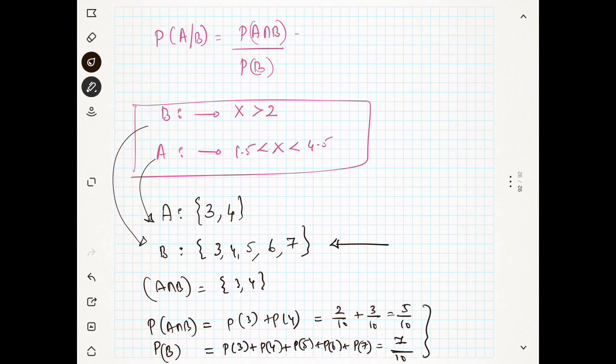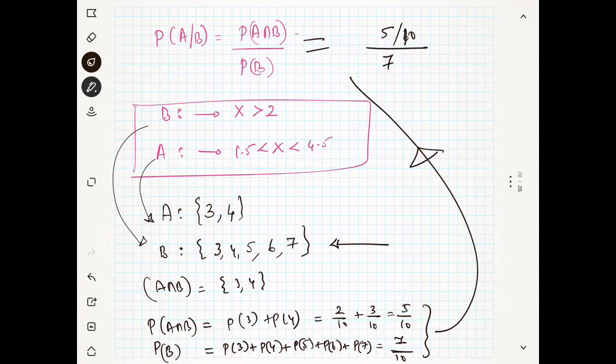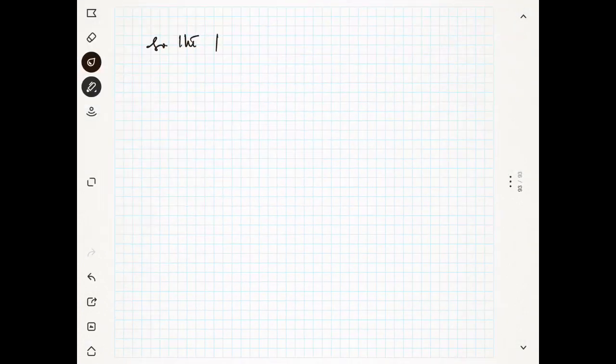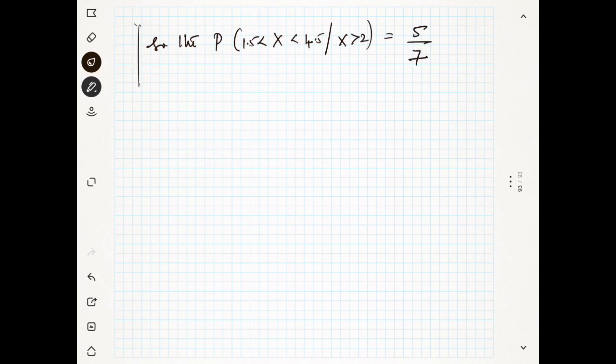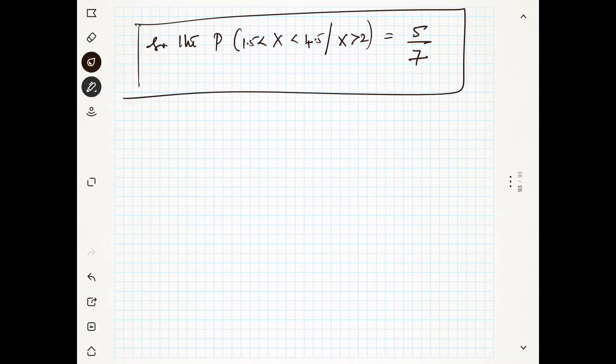So by using this, we can substitute back here. This is nothing but 5 by 10 divided by 7 by 10, then you will get 5 by 7. So the probability that the random variable x takes the value between 1.5 and 4.5, given that x is greater than 2, is nothing but 5 by 7. Okay, so this is the idea.